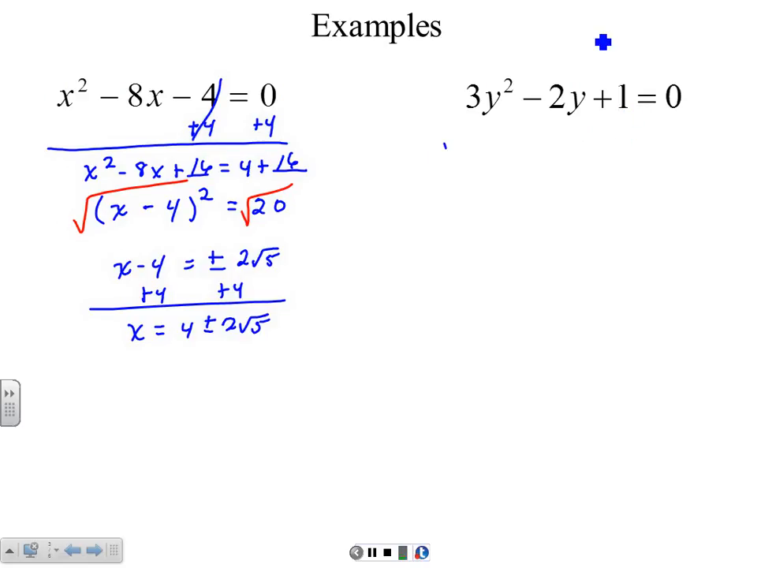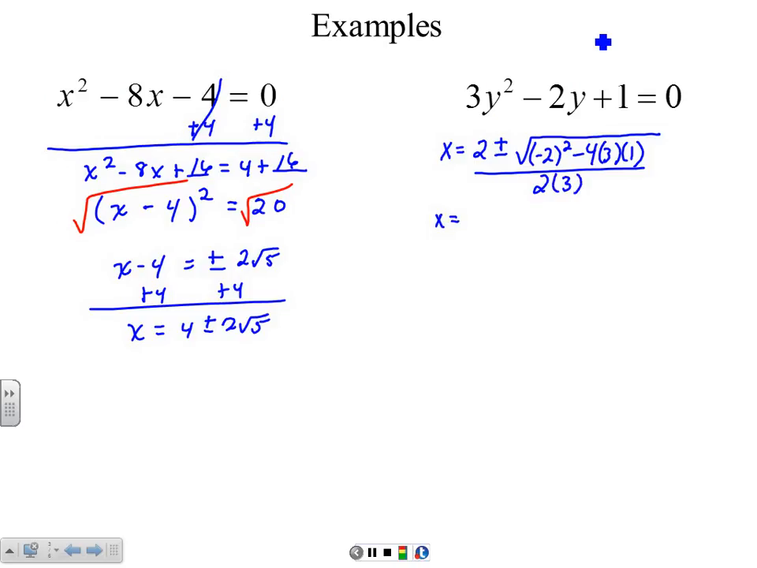So I'm going to say x is equal to the opposite of b. So b is negative 2, so in your formula, it's going to be a positive 2. So x is equal to the opposite of b plus or minus the square root of negative 2 squared minus 4 times a times c, all over, don't forget that denominator, 2 times a.